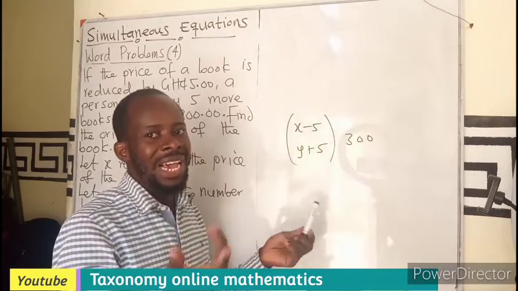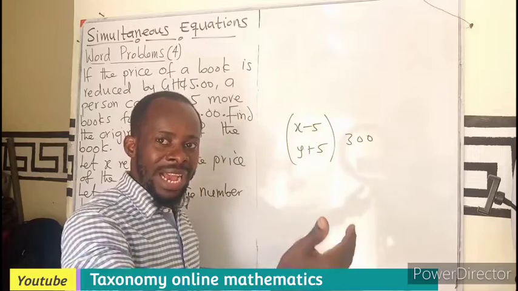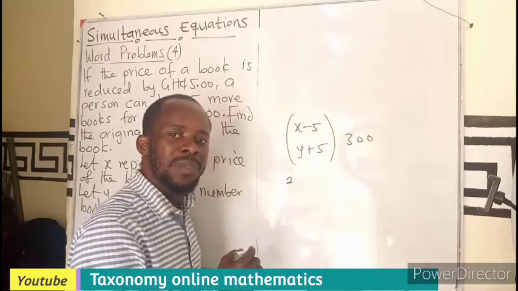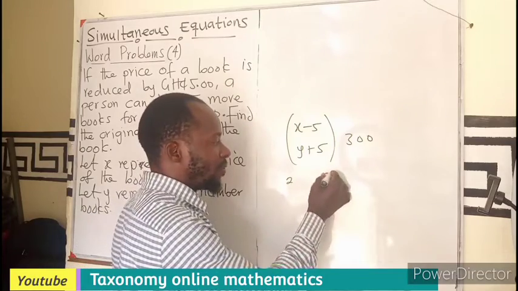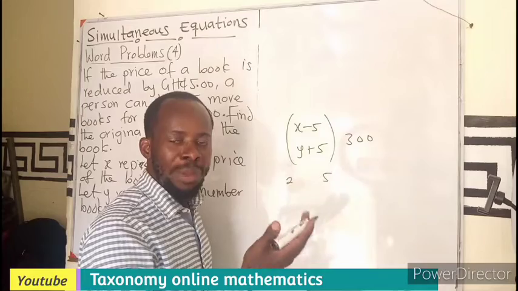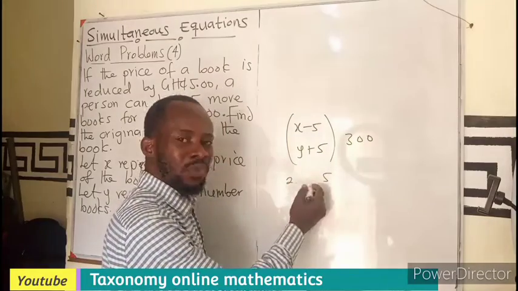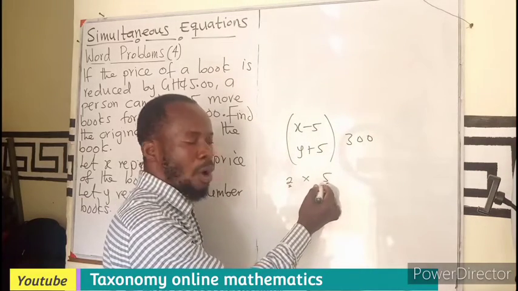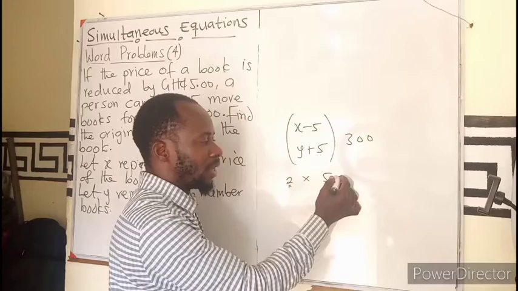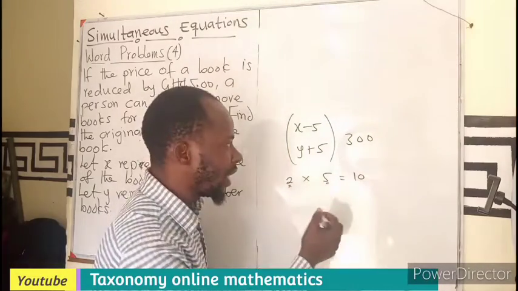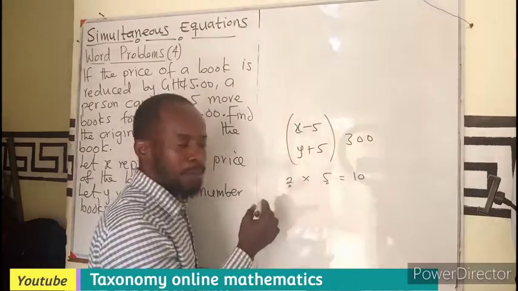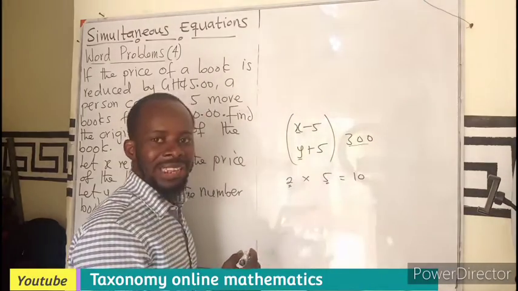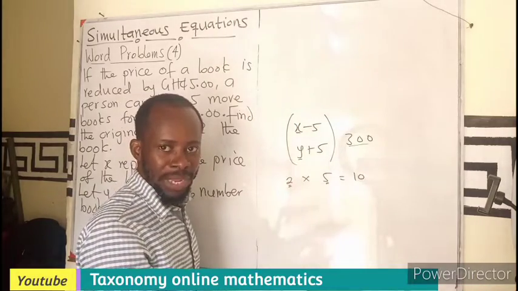The cost of a book and the number of books: how do we marry that to get 300 Ghana cedis? Can we add to get 300 Ghana cedis? No. If a pencil is 2 cedis and I am buying 5 of them, how much will I be paying? I cannot add these two. I will be multiplying the price times the copies to give me 10 Ghana cedis. So the price of the book times the number of copies gives me 300 Ghana cedis.